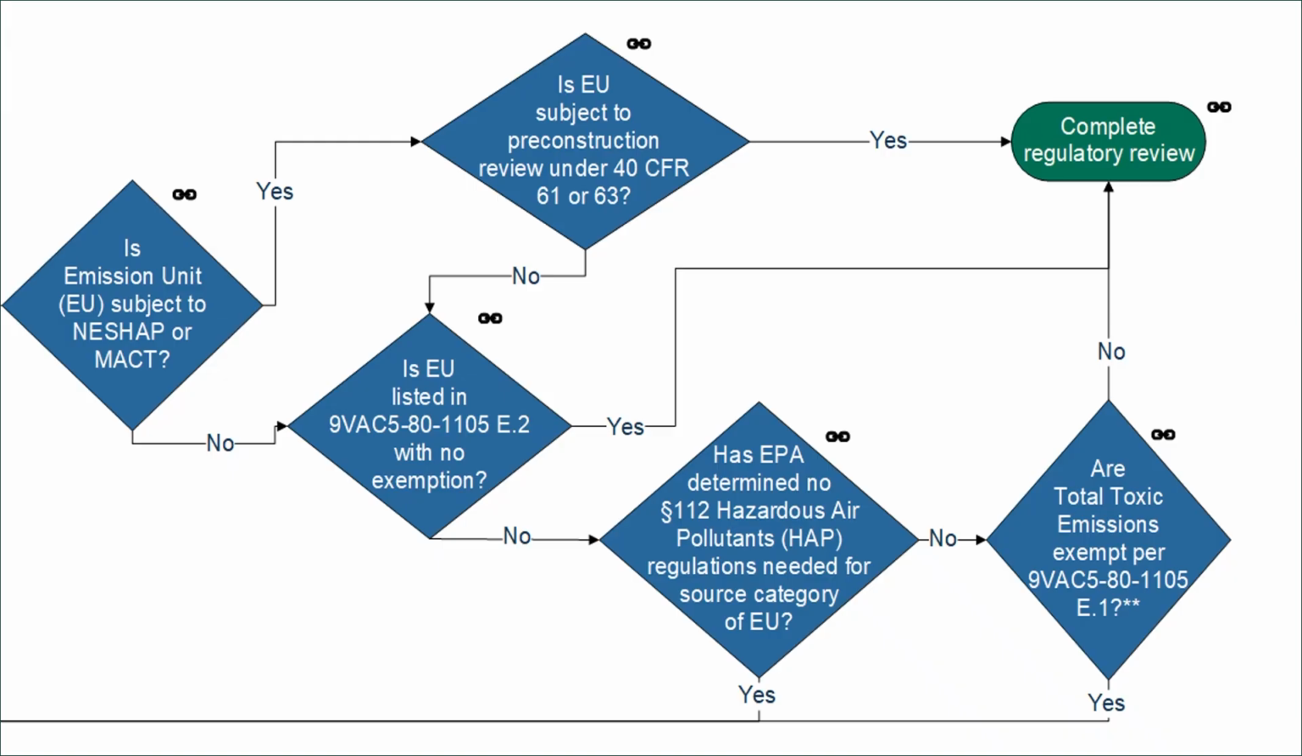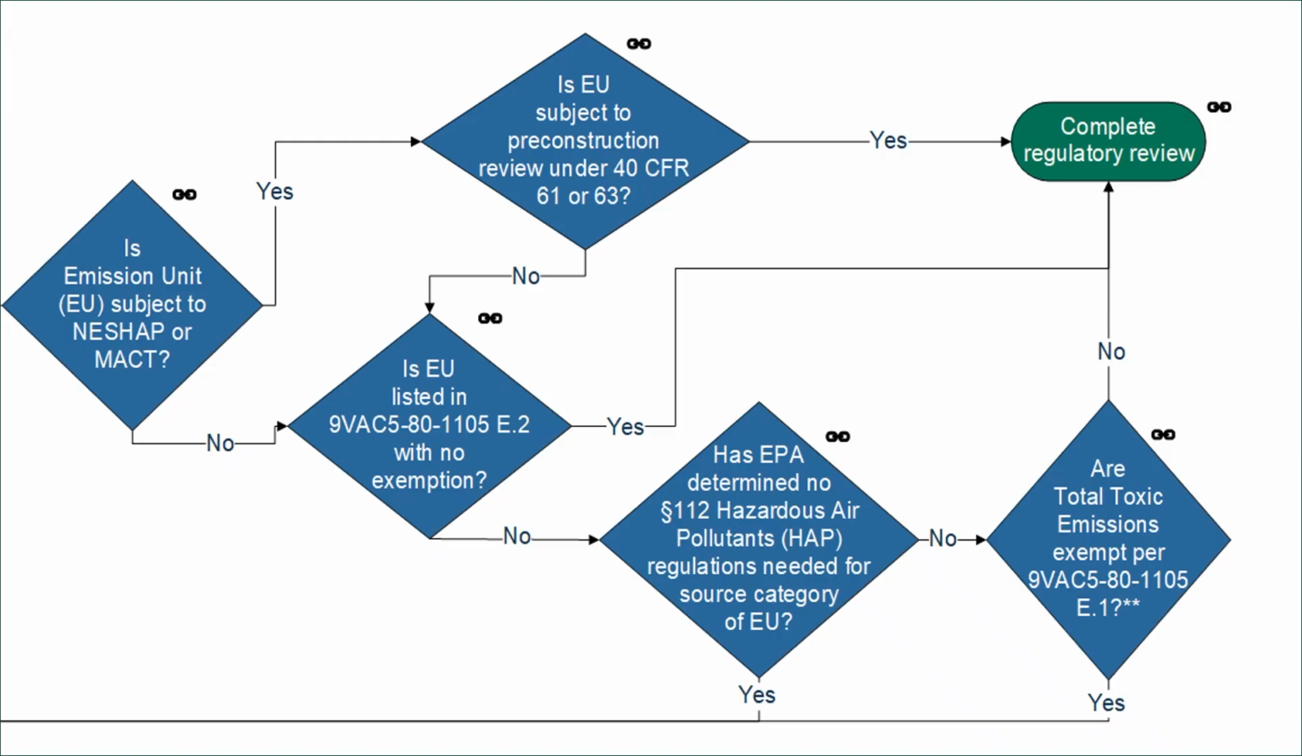Basically, this whole part of the flowchart is describing the process for evaluating air emissions of 188 specific chemical compounds that are classified as hazardous air pollutants, or HAP, by the U.S. EPA, and as toxic pollutants by DEQ regulations. Okay. The trick is that while the list of federal HAP and Virginia toxic pollutants are the same, DEQ only regulates these compounds as toxic pollutants to the extent that EPA does not address them as HAP.